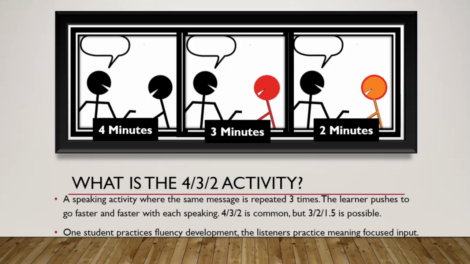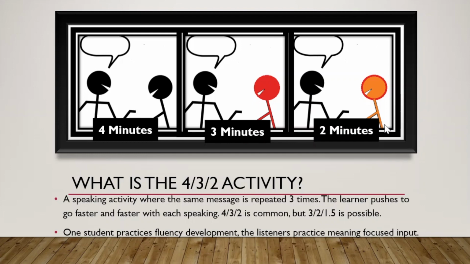Okay, so this is a 4-3-2 activity. Basically, we have the same person, the person in black, in three different interactions. First, the student in black is speaking with another person, and then we change partners after 4 minutes, and now we have 3 minutes to talk to the person in red. And we change partners a third time, and the person speaks to another person for 2 minutes.